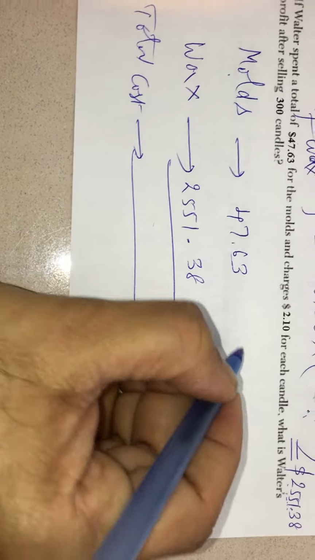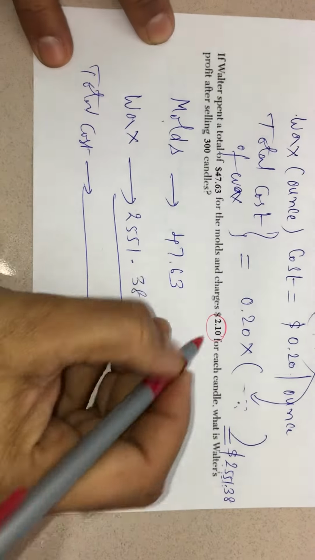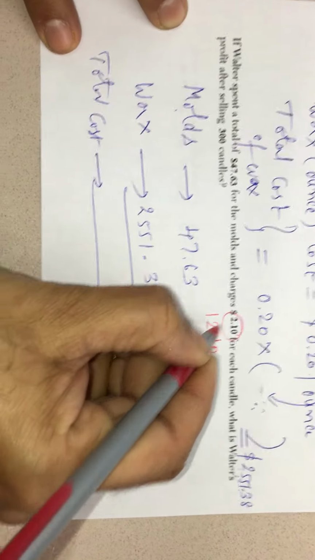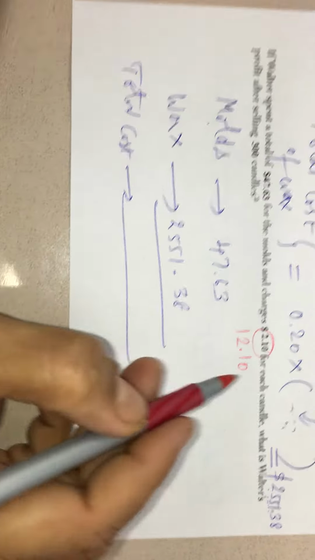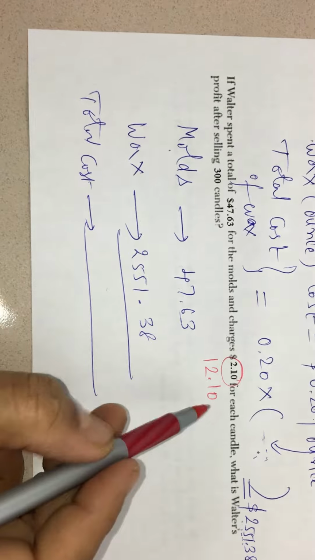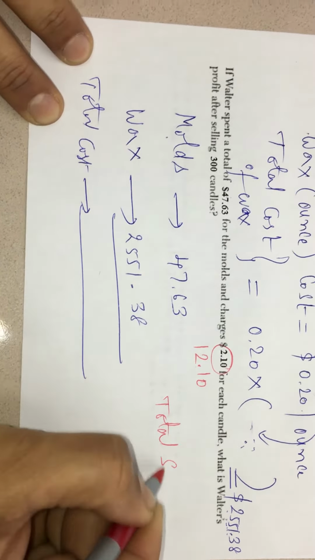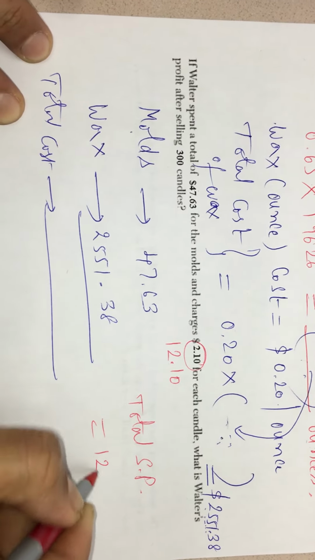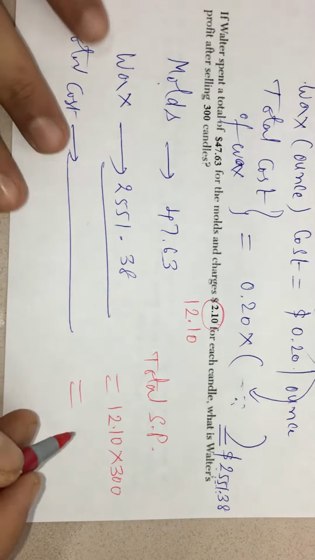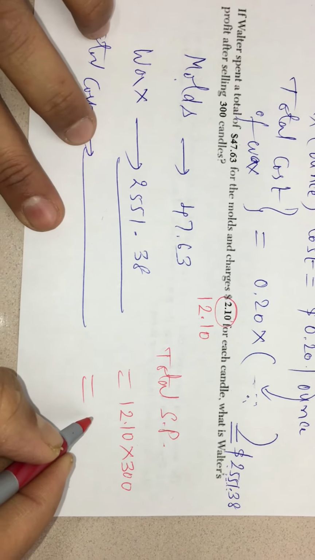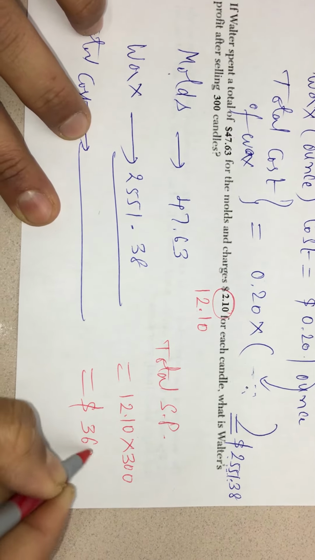And then he is selling at 2.10. This is wrongly given. It should be 12.10. You just add one to this number. So $12.10 for each candle. So like that, the total selling price is this 12.10 times 300. When you do, I think we get about $3,600.